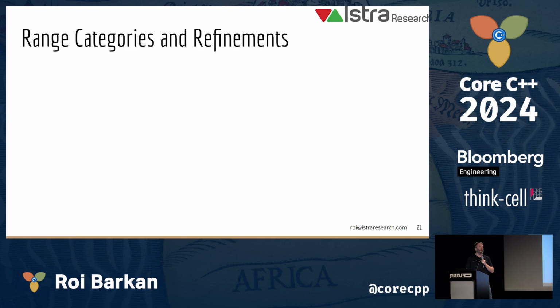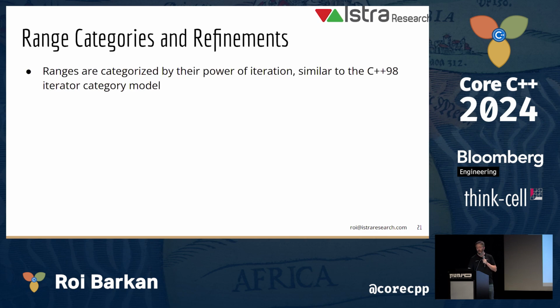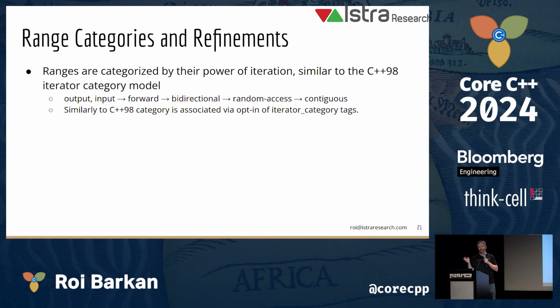So every range belongs to a category, and those categories can also have refinements. The categorization is done based on the power of iteration. It's very similar to what we had in C++98. I don't know if people remember that C++ iterators were output iterators, input iterators, forward, bidirectional, random access, and in C++20 we got contiguous. This is a way for compilers to know at compile time what operations are allowed and legal for different types of iterators, and whether it's okay, once I move forward in a range, to also keep copies of iterators that have already traversed or not, etc. Very similar to C++98.